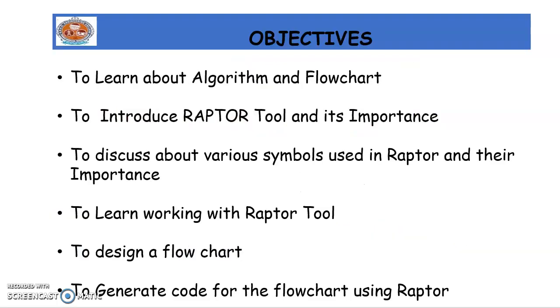Before going to discuss the actual topic, we'll see what the objectives of today's lesson are. The objectives are to learn about algorithm and flowchart: what is an algorithm, what is a flowchart, how to draw a flowchart, etc. And to introduce a tool called Raptor and what is the importance of Raptor. The next objective is to discuss the various symbols that are used in Raptor and the importance of each and every symbol.